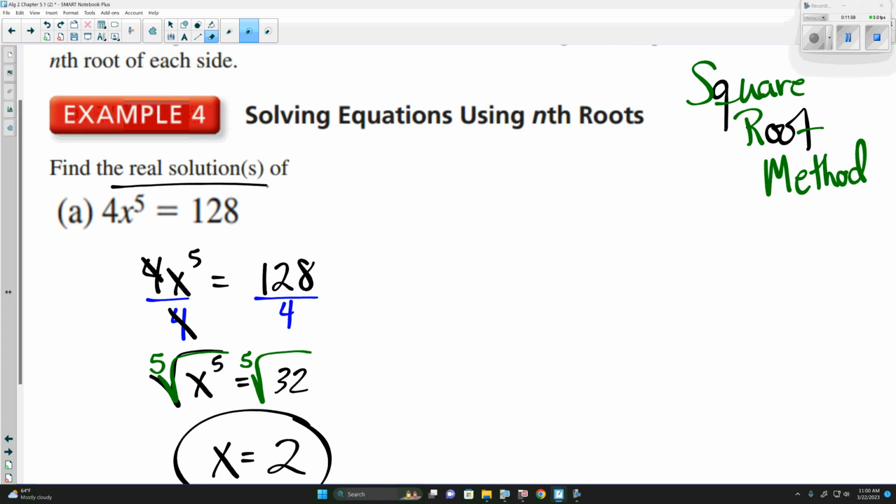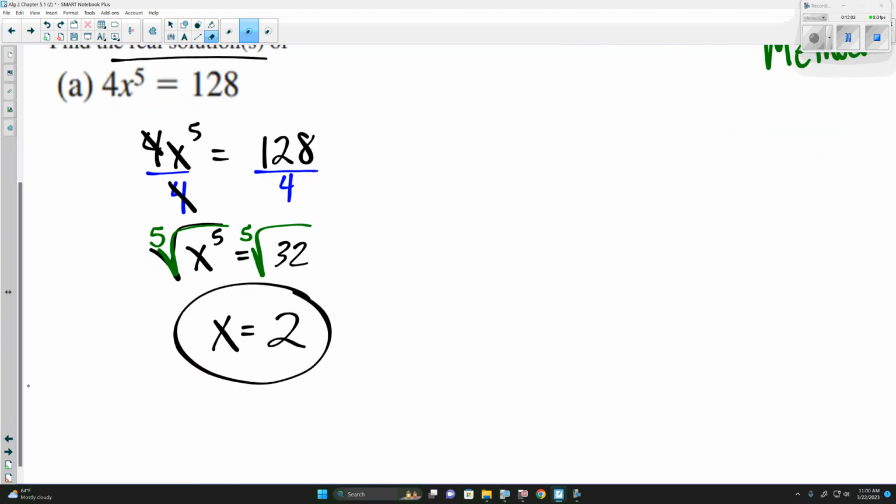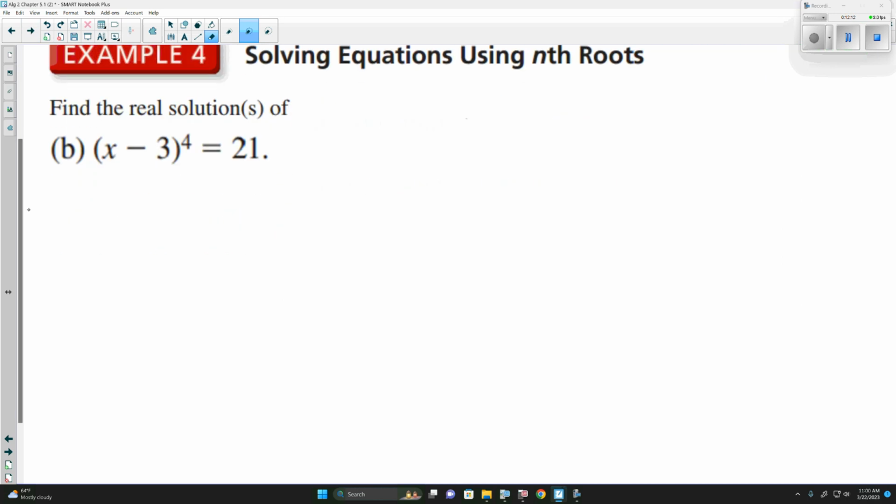There are 4 other solutions, but they're all complex solutions. They have i. So this here is the only solution. Any questions on this here? Let's look at the next one.